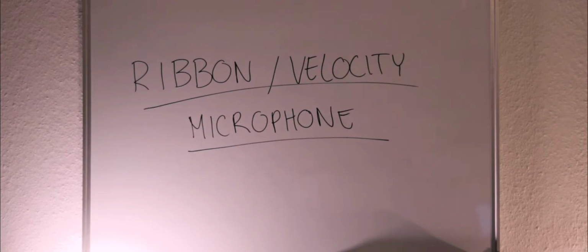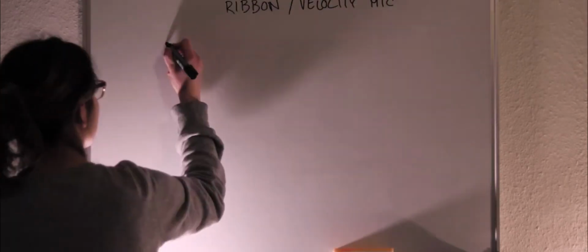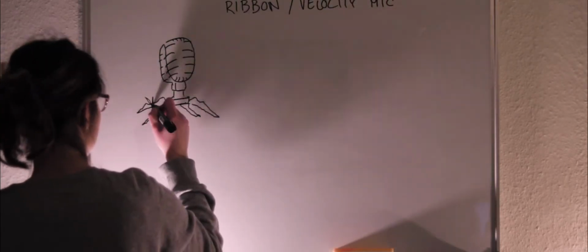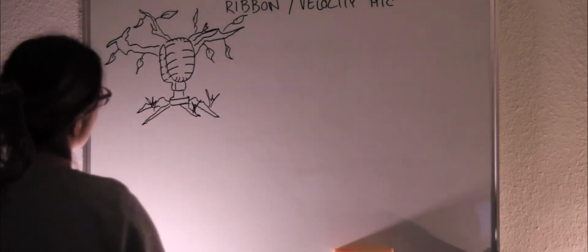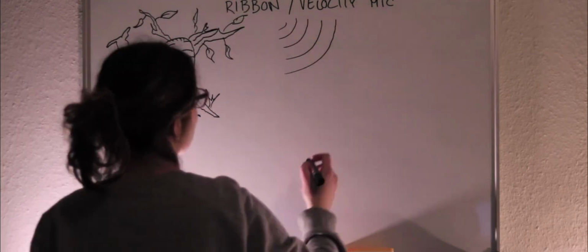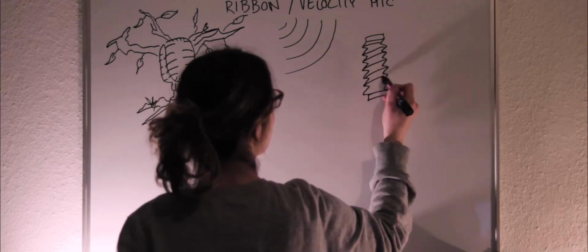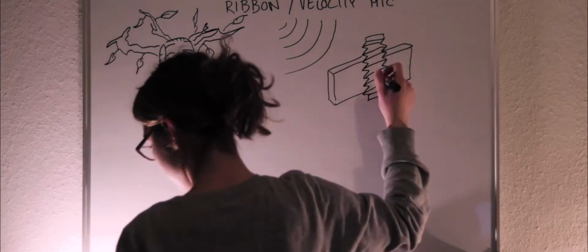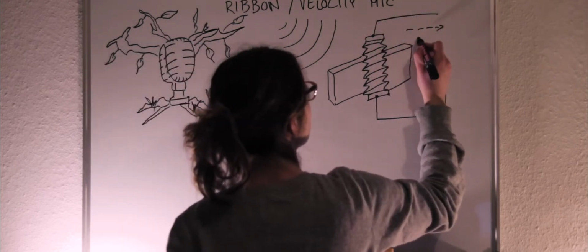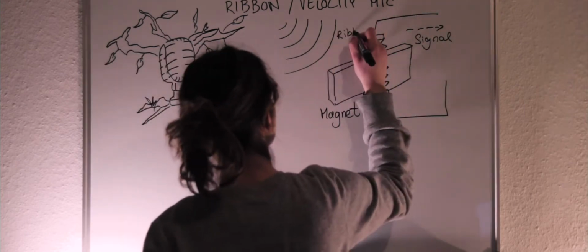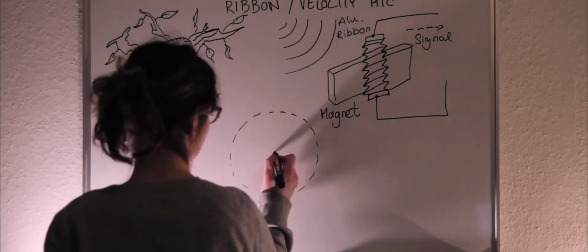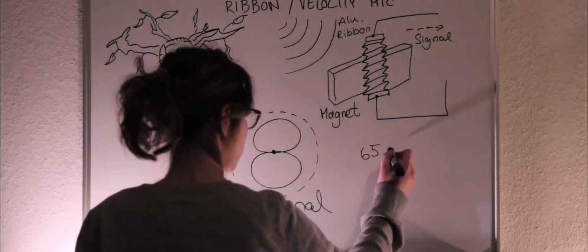Ribbon mics are great when you want your recordings to sound natural. This type of microphone uses a thin aluminium or electrically conductive ribbon placed between the poles of a magnet to produce a voltage by electromagnetic induction that makes the ribbon vibrate.